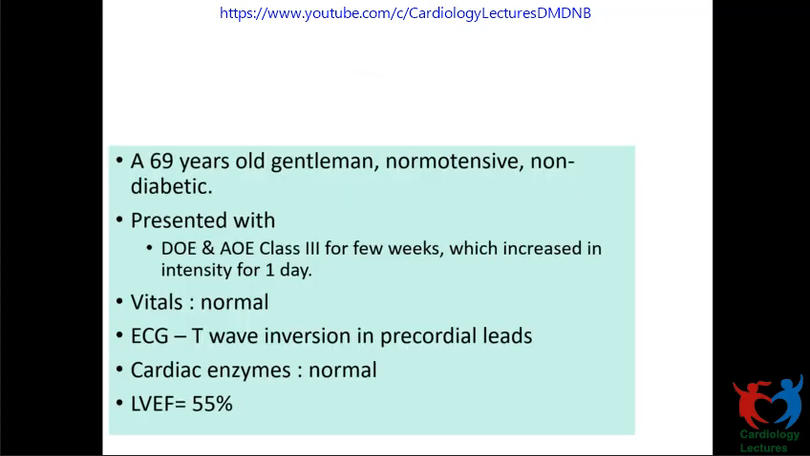So the first case is a 69-year-old gentleman, non-diabetic, normotensive, who presented with dyspnea on exertion for the last few weeks, which increased on the day of presentation. Vitals were normal, and he had just T-wave inversions in precordial leads. Cardiac enzymes were normal. EF was also normal. So we took him for angiogram.